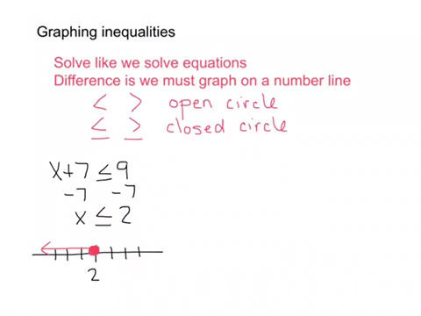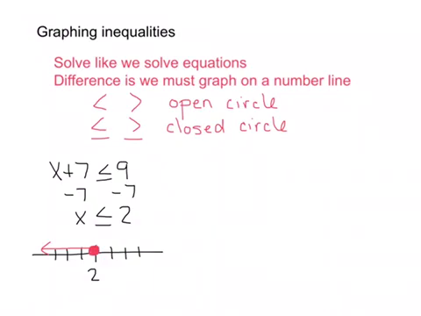I could also have picked a number and seen if it made it true. For example, maybe I picked the number 0. Is 0 less than 2? Yes, absolutely, so I want to cover that number. If I pick something greater than 2, like 4, 4 is not less than 2, so I don't want to cover that number, so I know that my arrow goes in the opposite direction.